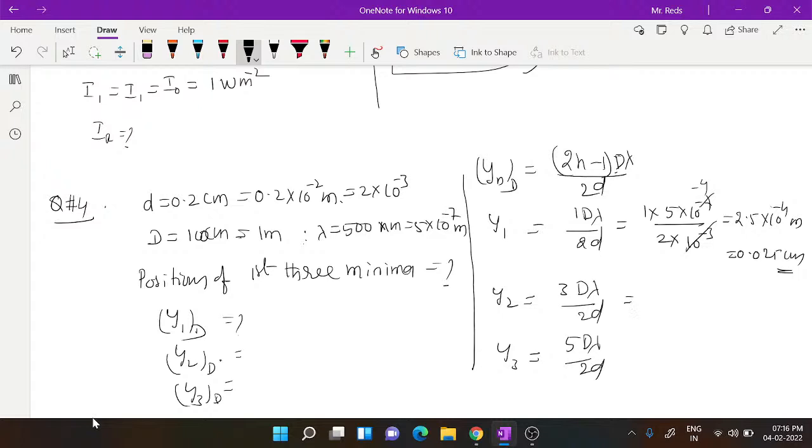So the second one, actually it is 2d. For the first one, n equal to 1, 2 into 1 is 2, 2 minus 1 is 1. So actually y1 is equal to D lambda by 2d. Here d is equal to 2 into 10 to the power minus 3. Okay, here one more 2 is there. So it is divided by 2, right? Yes, sir. Divided by 2. So this is equal to 0.0125 centimeters.